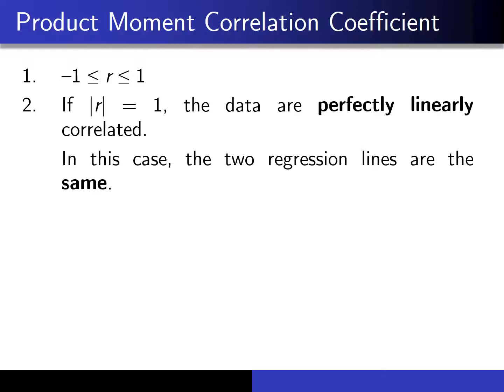Notice that the closer the absolute value of r is to 1, in other words, the stronger the linear relationship demonstrated, the closer the two regression lines are to each other. Also, note that the x on y line is always steeper than the y on x line. 3. r is a dimensionless quantity, in other words, it has no units, regardless of the units of each variable.